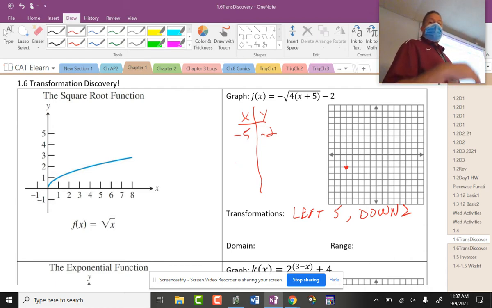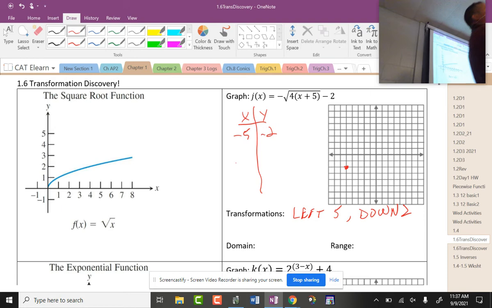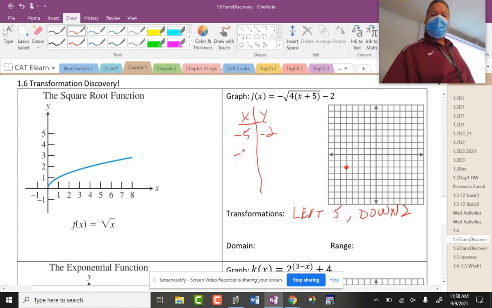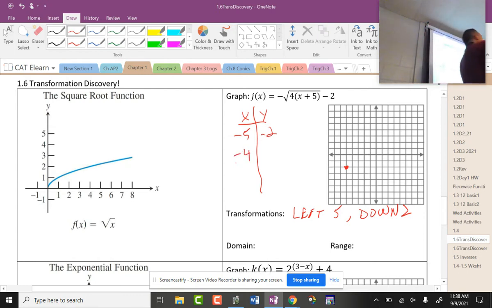Now, Kennedy, can I plug in negative 6, negative 7, negative 8 in this square root function? Yes or no? What do I get if I plug in negative 6, negative 7, negative 8? What kind of number? An imaginary number, and that doesn't graph. So I have to plug in, is negative 4 good? It is. What happens when I plug in negative 4? What do I get? Well, let's go through it.